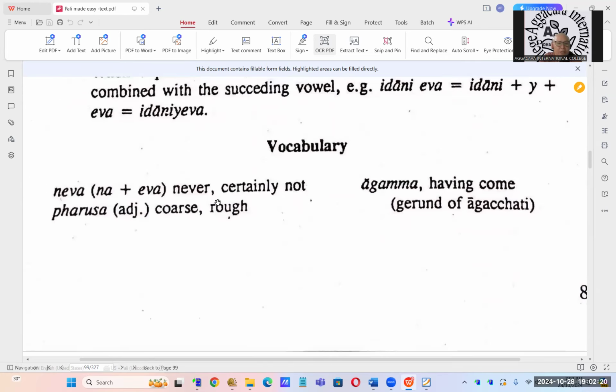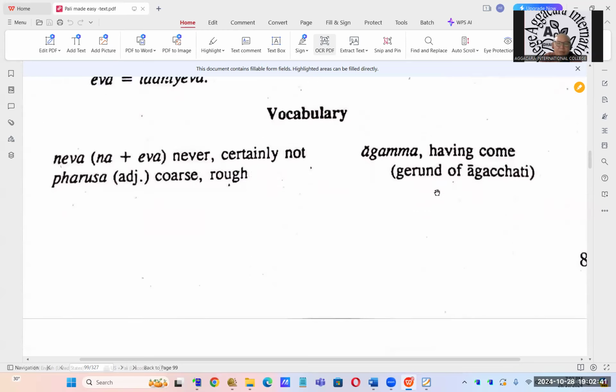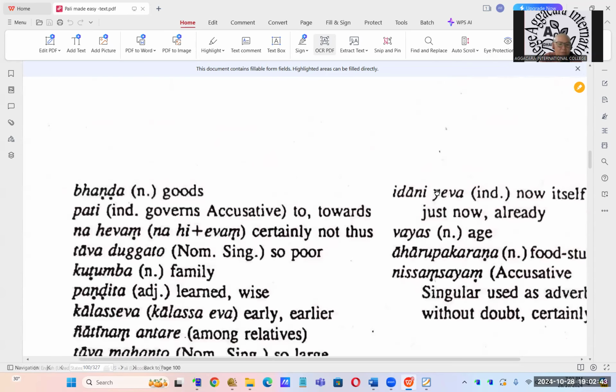So na eva. Agata, past participle, adjective, all right? Every time when you put the word adjective, this means that we can decline in three forms: masculine, neuter, and feminine. Now agamma, gerund. So it will be a plus gam plus ya. Then my becomes yy. I think you all should know already.